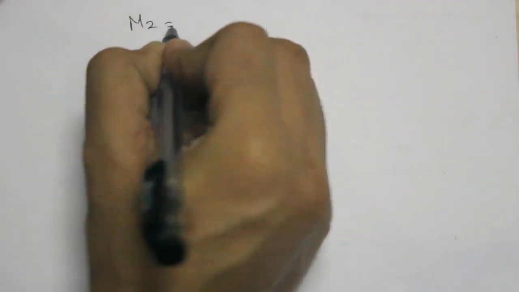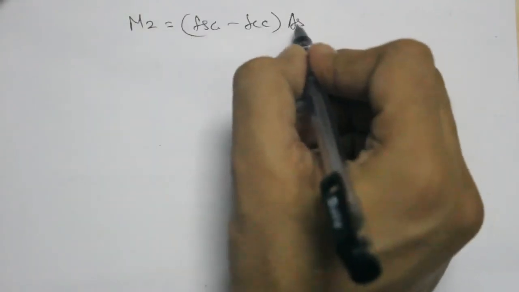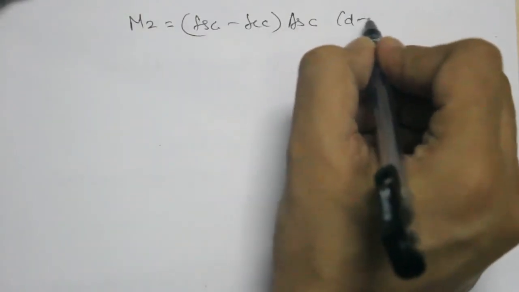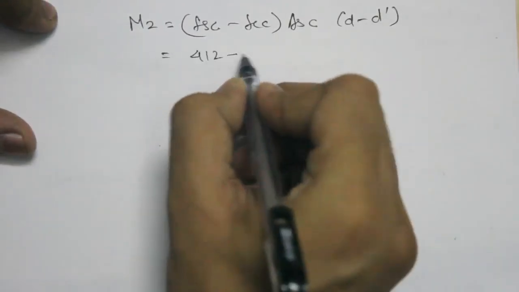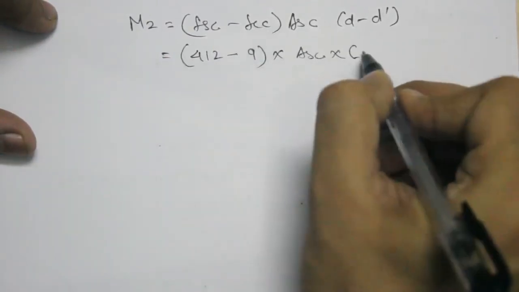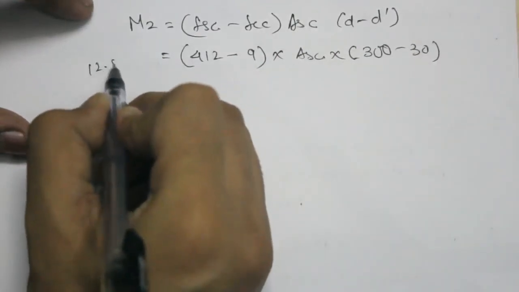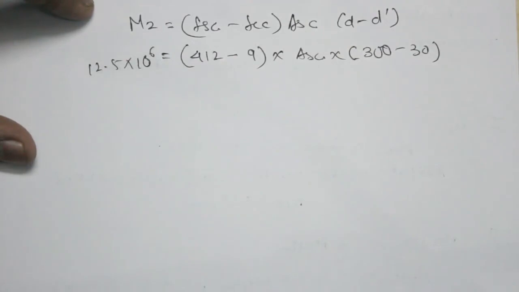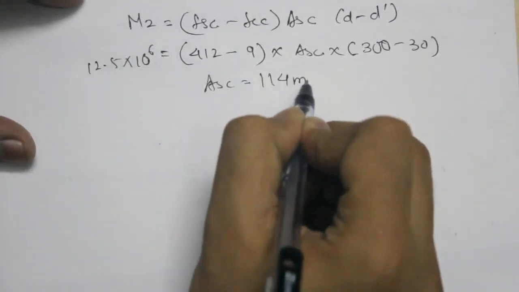Then again, using M2, we will find out the value of ASC. M2 is given as FSC minus FCC into ASC multiplied by the lever arm, which is D minus D dash. FSC is 412 minus 9, which is the FCC value, multiplied by ASC, 300 minus 30. M2 is 12.5 into 10 raised to 6. So ASC value would be 104 mm square.